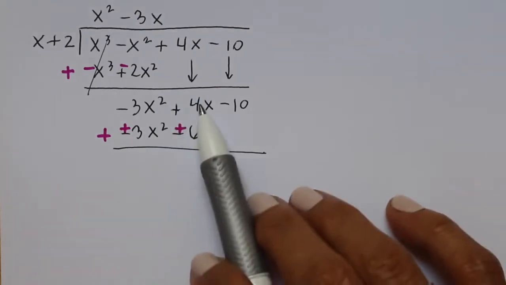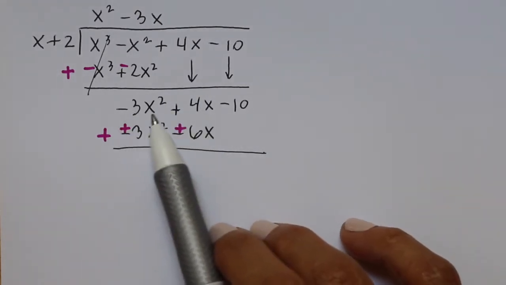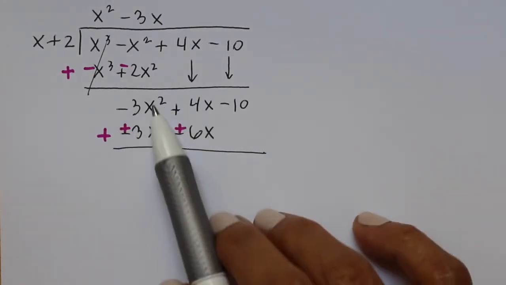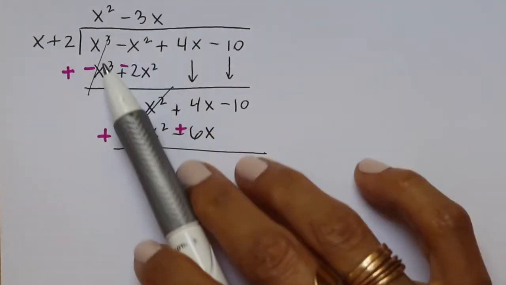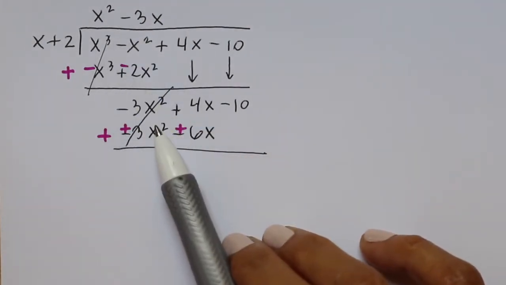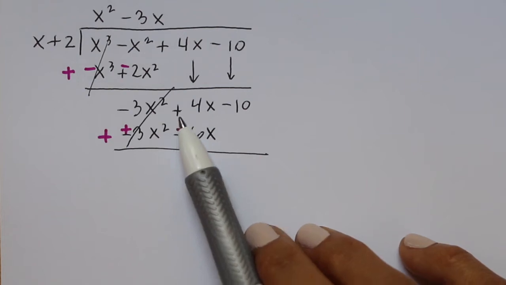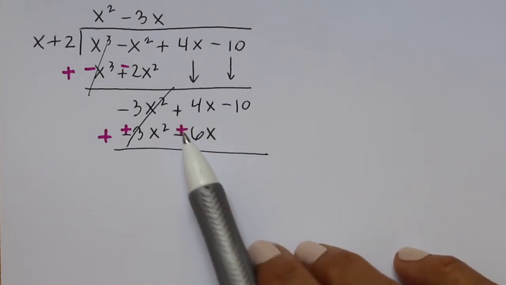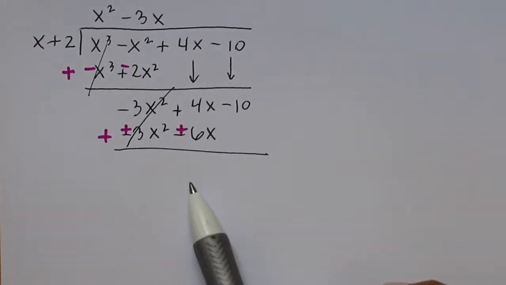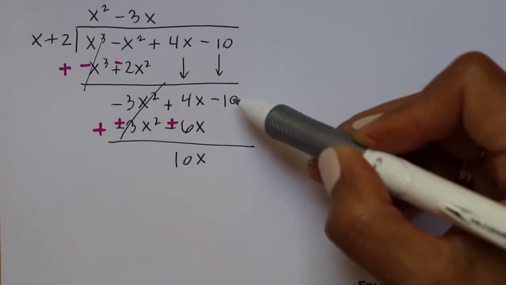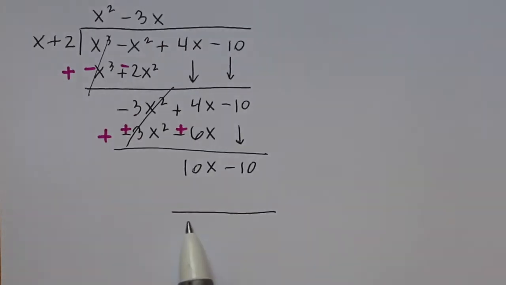At this point, you combine like terms down. So negative 3x squared and positive 3x squared, they cancel. If these first terms don't cancel, that means you did something wrong and you want to go back and check your work. Next, we have positive 4x and positive 6x. When you combine them, you get positive 10x. And then we're going to drop this term down. Leave a space and draw your line.